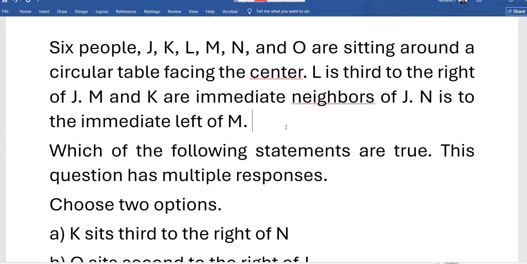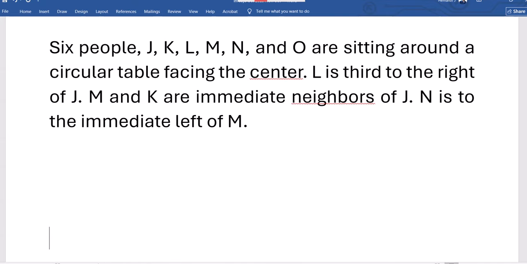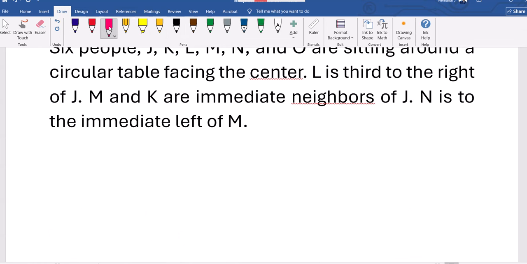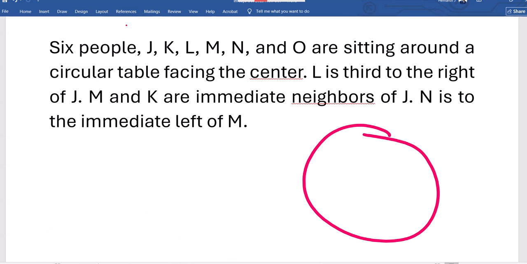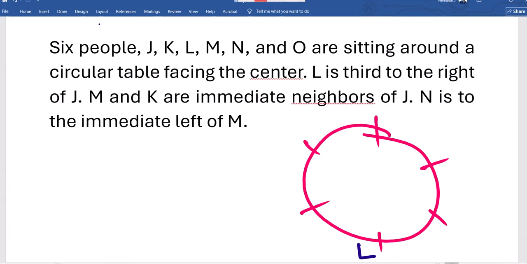So when you have six people, if they say third right or third left, they are opposite only. When you have six people, 6 divided by 2 is 3. So when they mention third right or third left, it's opposite. They mention that L and J are opposite. As per the question, L and J are opposite.